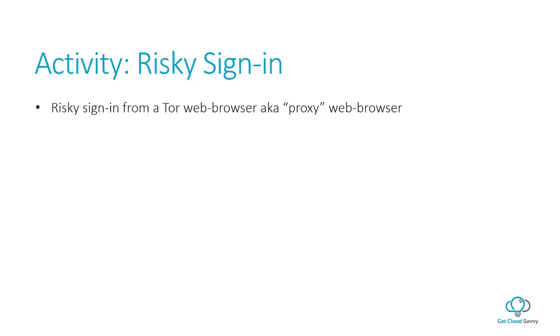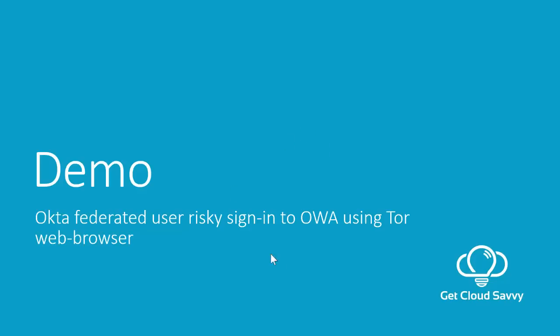So we're going to look at just the base configuration for Okta, and then we're going to look at the base configuration for Azure AD, engaging that risky sign-on type of conditional access. So let's start with our Okta scenario. This demo is an Okta federated user with a risky sign-on attempt to Office 365 or Outlook web app via a Tor web browser. So let's take a look here.